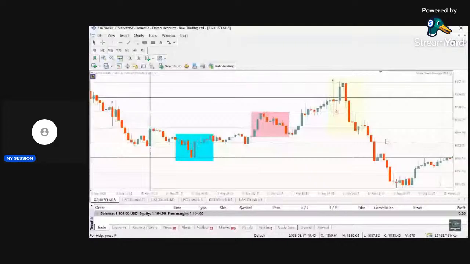We have this news event, I think it's 8:30. So we have bearish movement. We had this pullback, which was a doji.